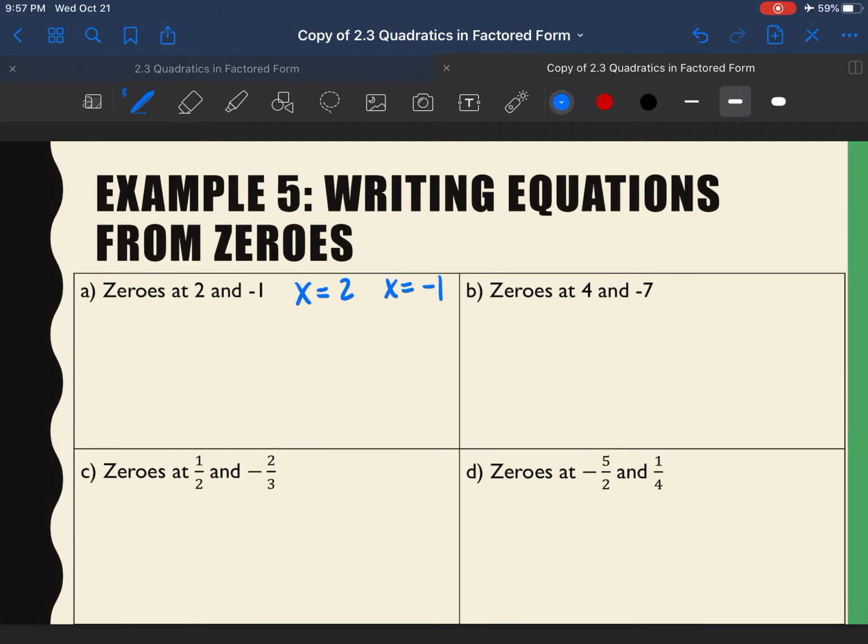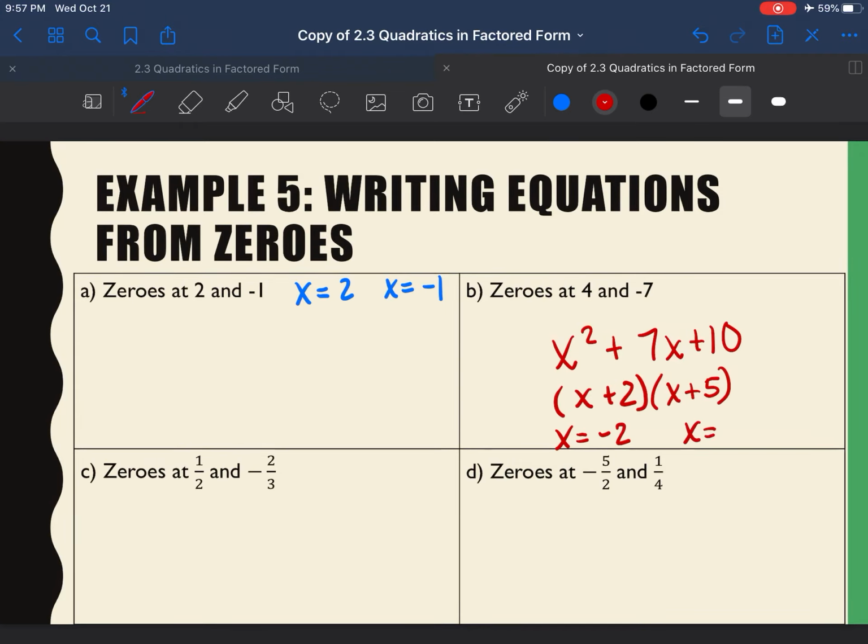So if we are working our way backwards, well, remember, it'd be easier if I just had an example. Here, I'm just going to come up with a random one. Let's say you had x squared plus 7x plus 10. If you factored this, it would be x plus 2 times x plus 5. And then you would get that your answers are x equals negative 2 and x equals negative 5.